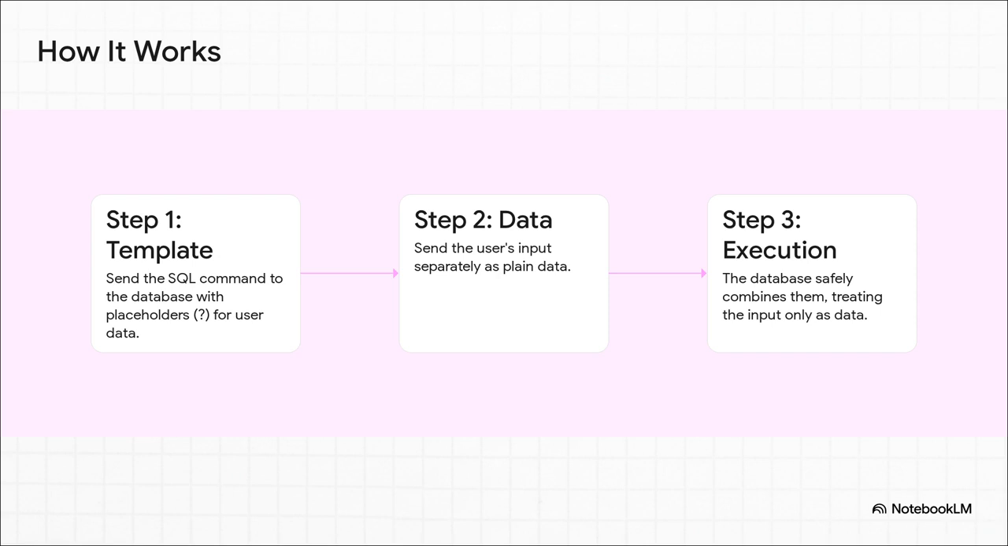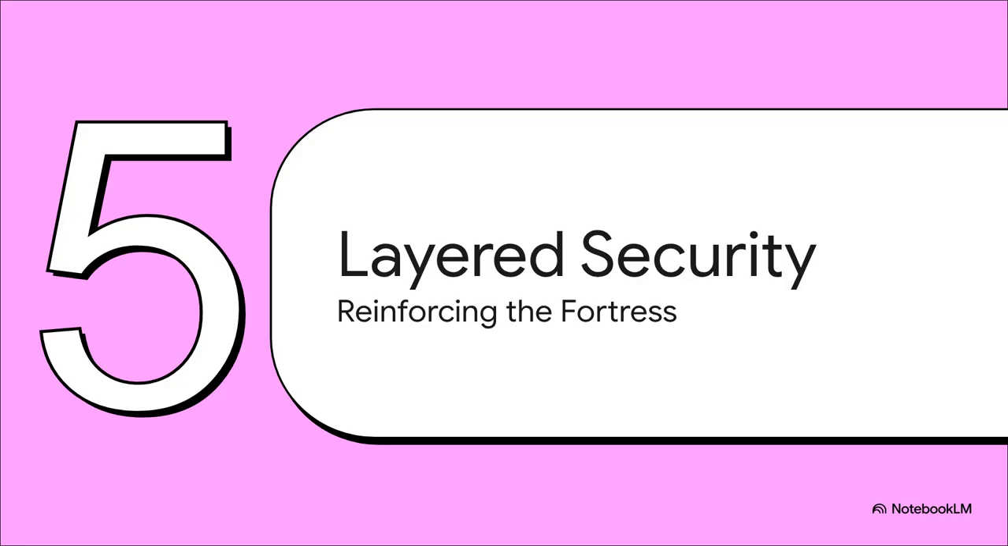Second, you send the user's input separately. Even if it's that malicious or 1 equals 1 string, it's just sent as plain old text. Finally, the database just safely plugs that string into the placeholder. It never tries to run it as a command. It's like trying to pay for your groceries with a piece of paper that says, "This is money." The cashier knows the difference, and so does the database. The attack fails completely.